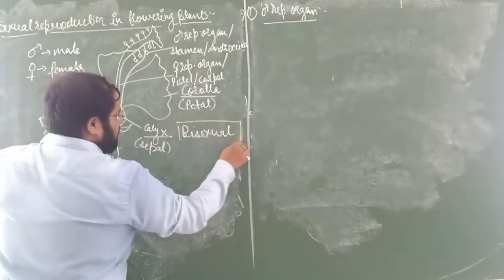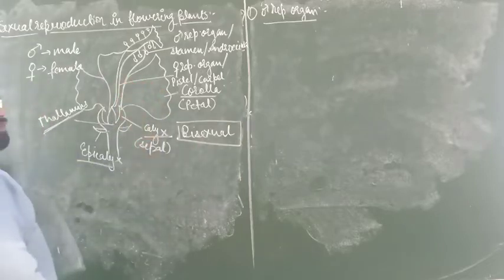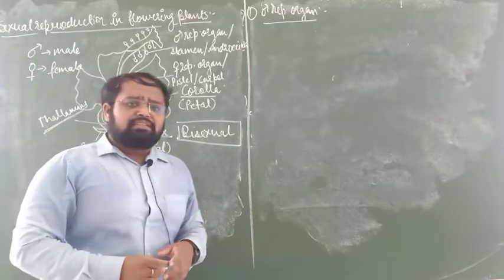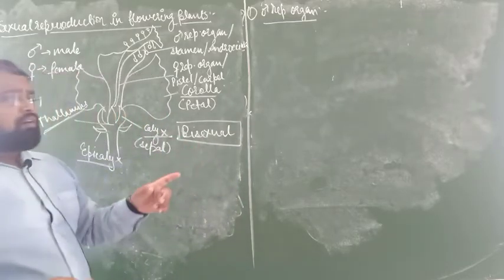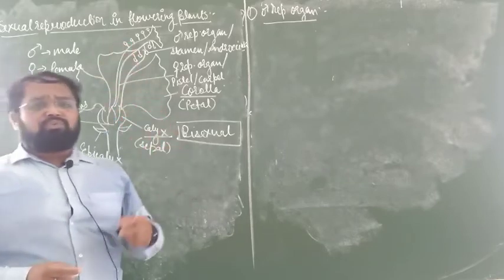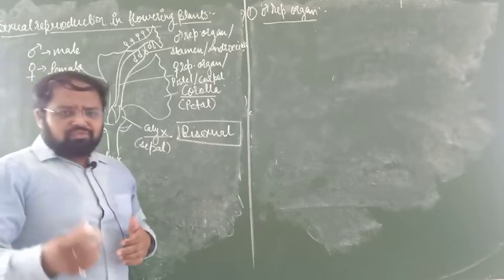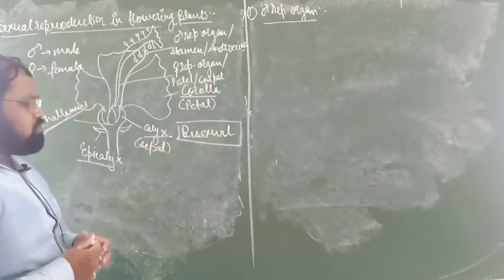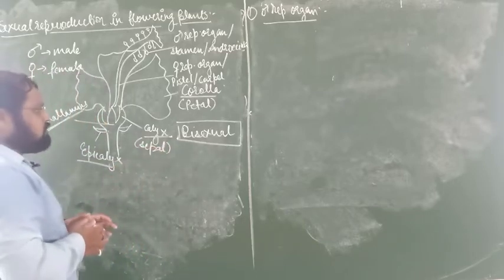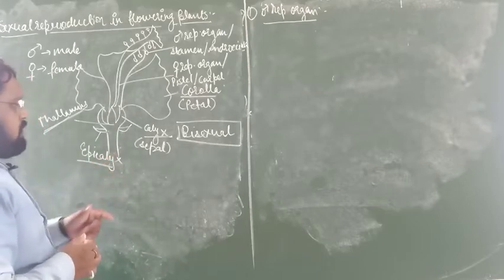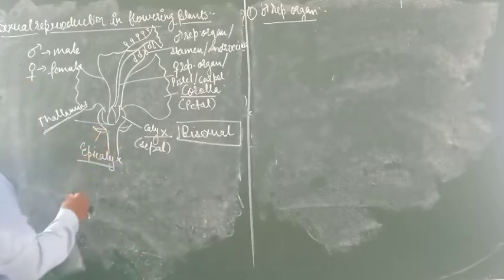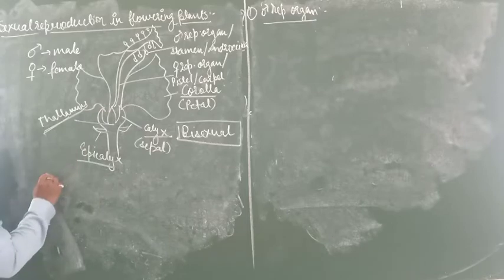Bisexual flower. Okay, bisexual. So the question will arise: name any one bisexual flower. Then the example is China rose or rose. Okay. Or sunflower, or so many plants are there which are bisexual. Okay, you have to write it very carefully. That is the first thing. The second thing is that this one is called a complete flower.